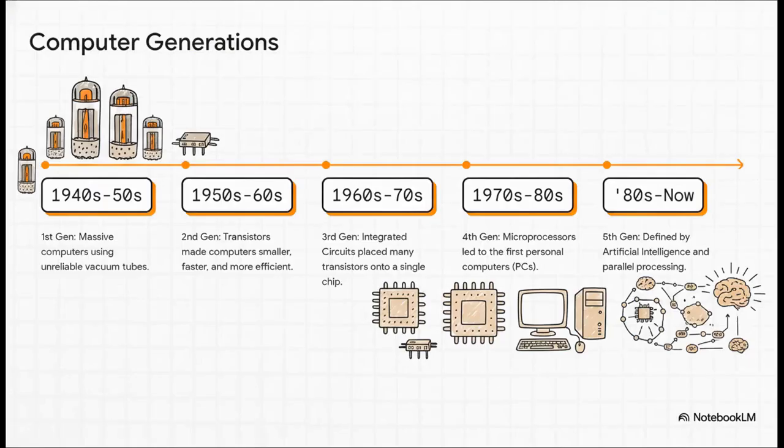The first generation ran on huge, hot vacuum tubes. Then, the second generation brought us the transistor, making computers way smaller and more reliable. The third gave us integrated circuits, which packed tons of transistors onto one tiny chip. Then the fourth gen delivered the microprocessor, a whole CPU on a single piece of silicon, and that's what gave us the personal computer. And now, here we are in the fifth generation, focused on things like AI and processing tons of data all at once.